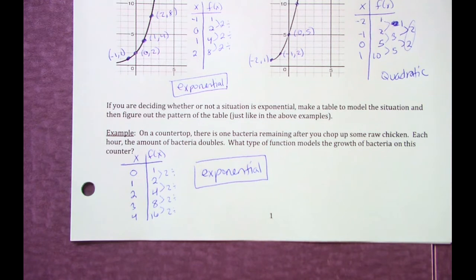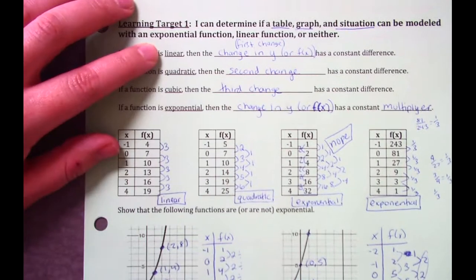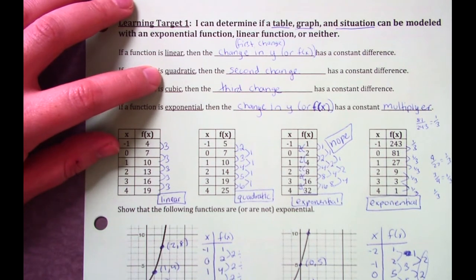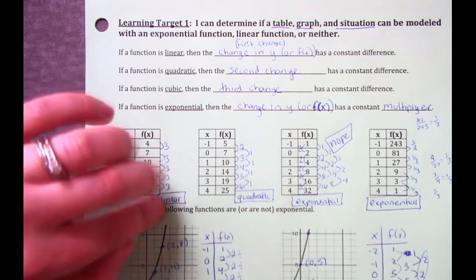Okay? So that is how you determine if a function is exponential or not. If it's exponential, it has a multiplying pattern. If it's one of these polynomial functions, linear, quadratic, cubic, then it has an adding pattern, either with the first change or the second change or so on.